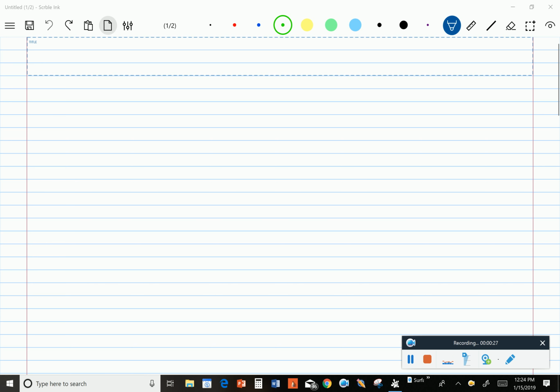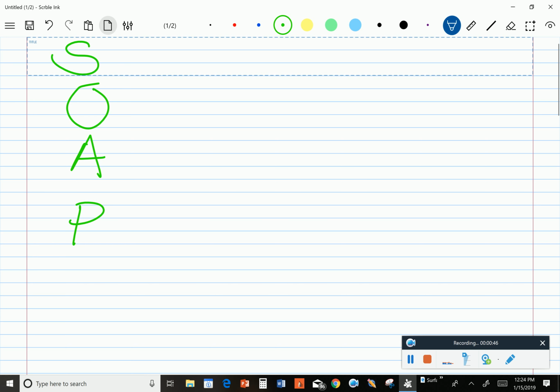You've got S for subjective, O for objective, A for assessment, and P for plan. So we have the 4 components of a SOAP note. Now let's look and see how each one of those is going to fit into our clinical case study. So let's look at the SOAP first.